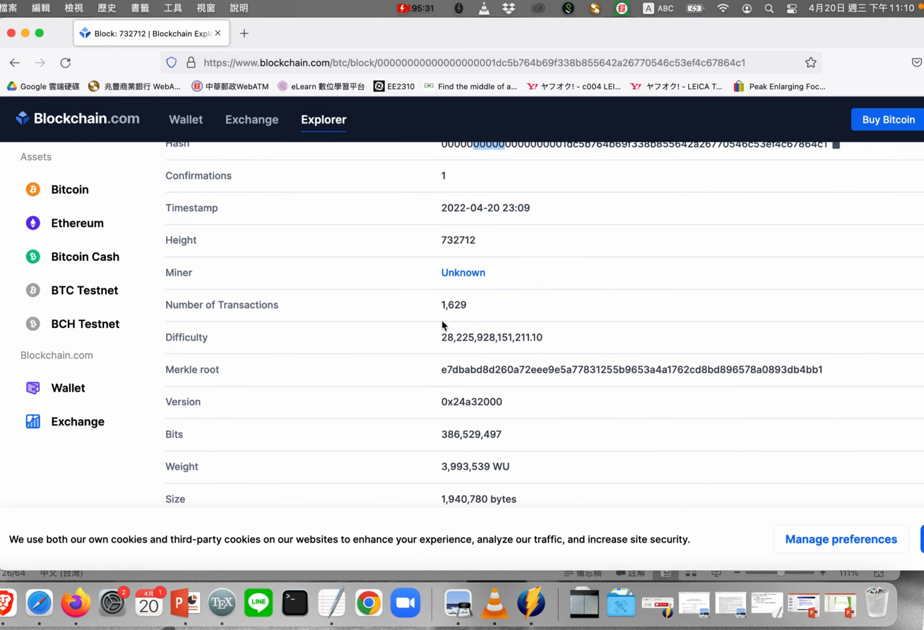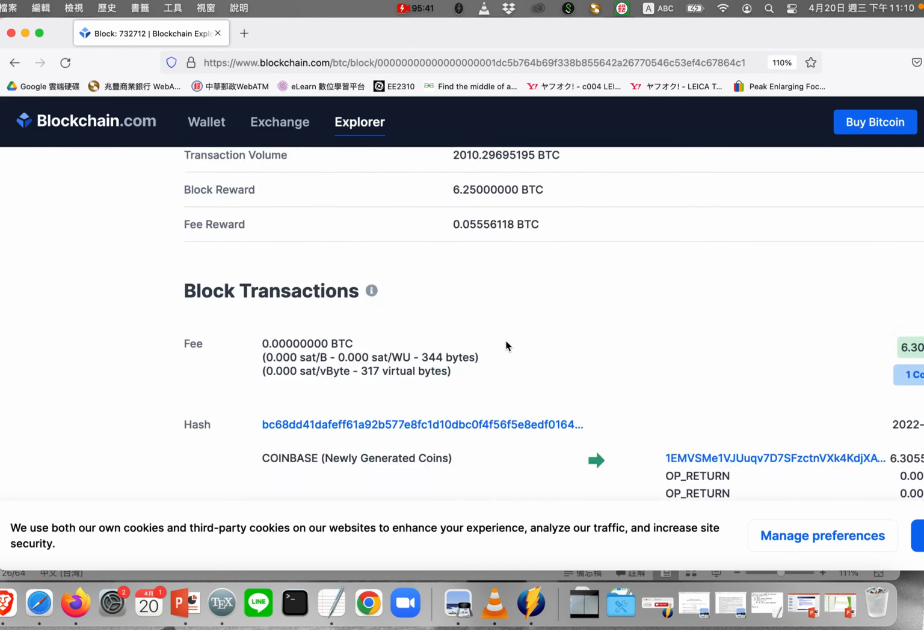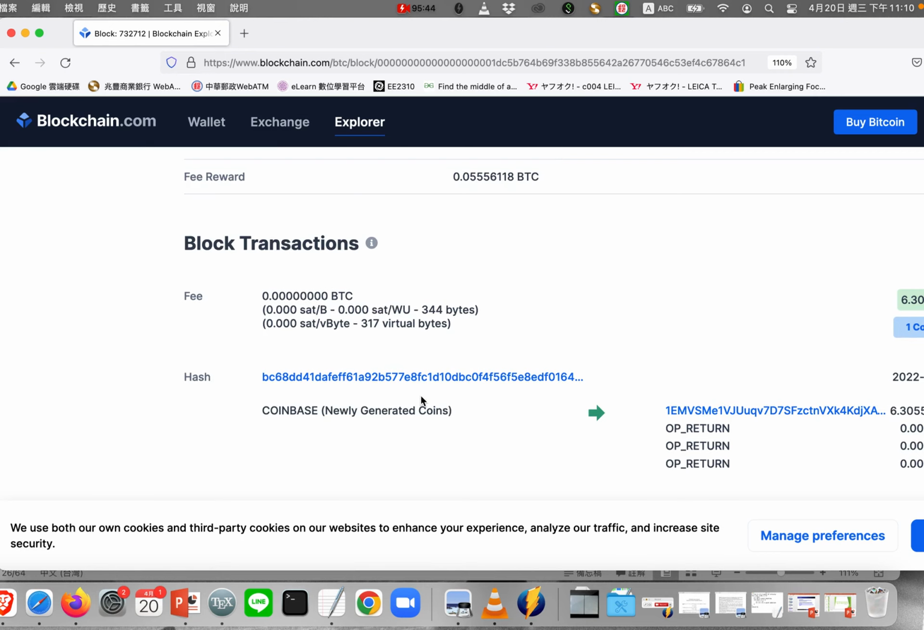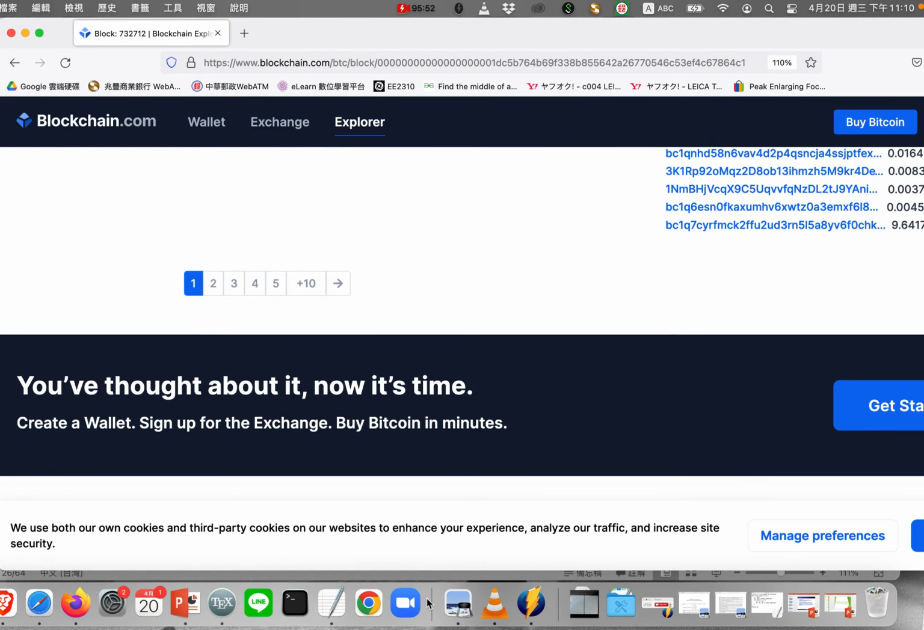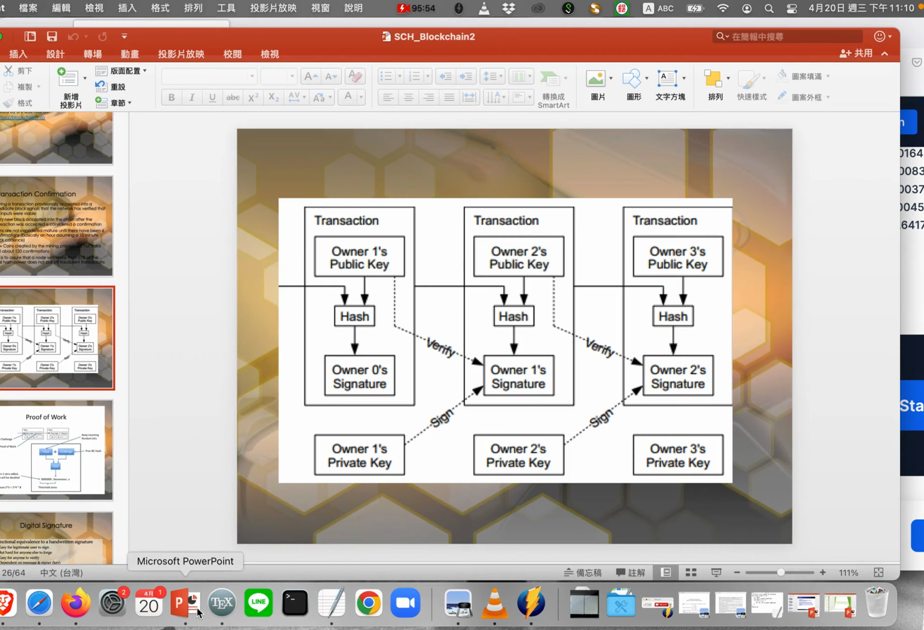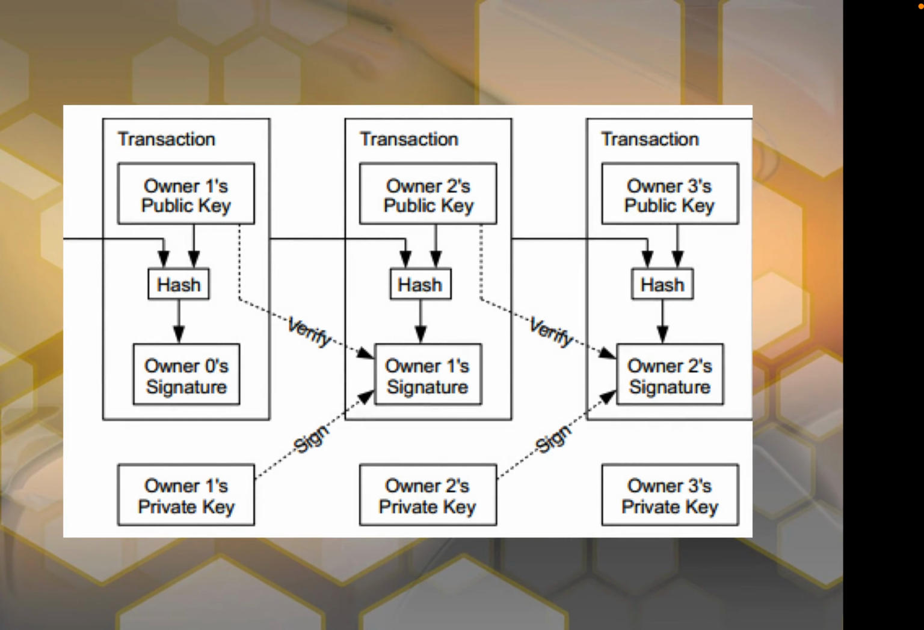Okay, and then as we can see, the number of transactions is 1,600, they're all here. And we can take a look at this transaction. This is the fee, this is a hash, that's the proof. So all those transaction data plus proof are listed in a block. And then the result will be fed into the next block.